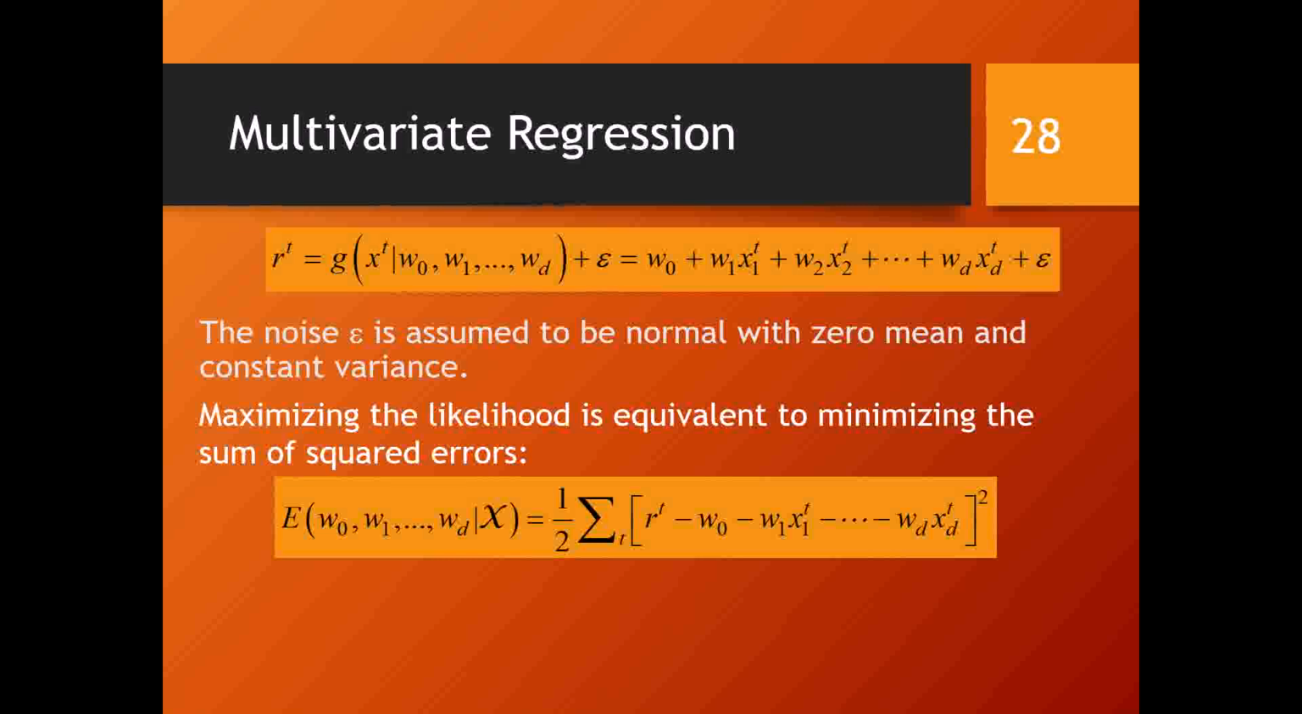This is simply a linear model, but we have W0 plus W1 times x1 plus W2 times x2 up to WD times xt plus epsilon. We start with this one, okay? So suppose we use this model. And of course, the square error is defined as this.